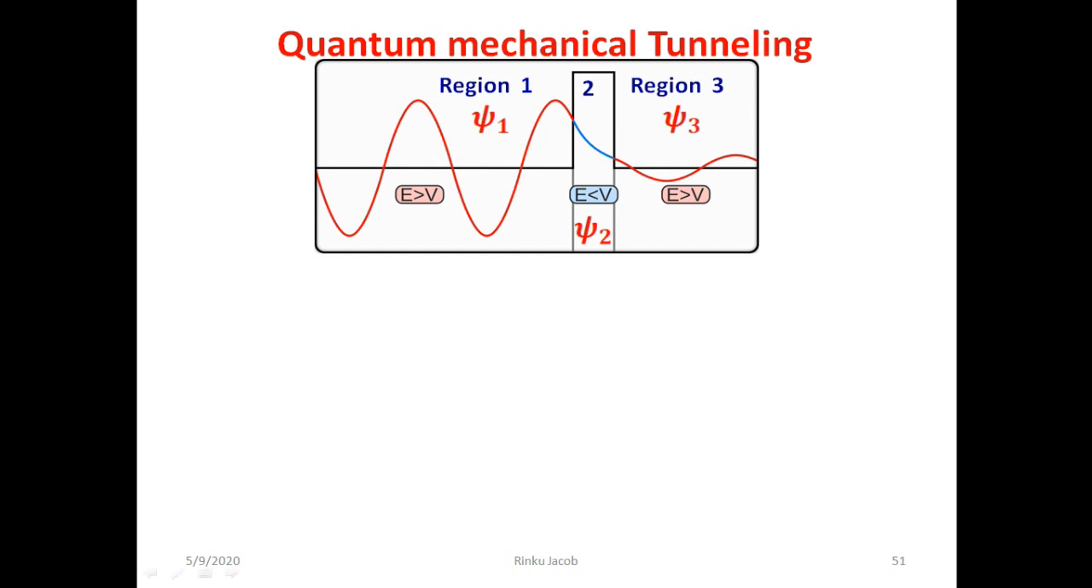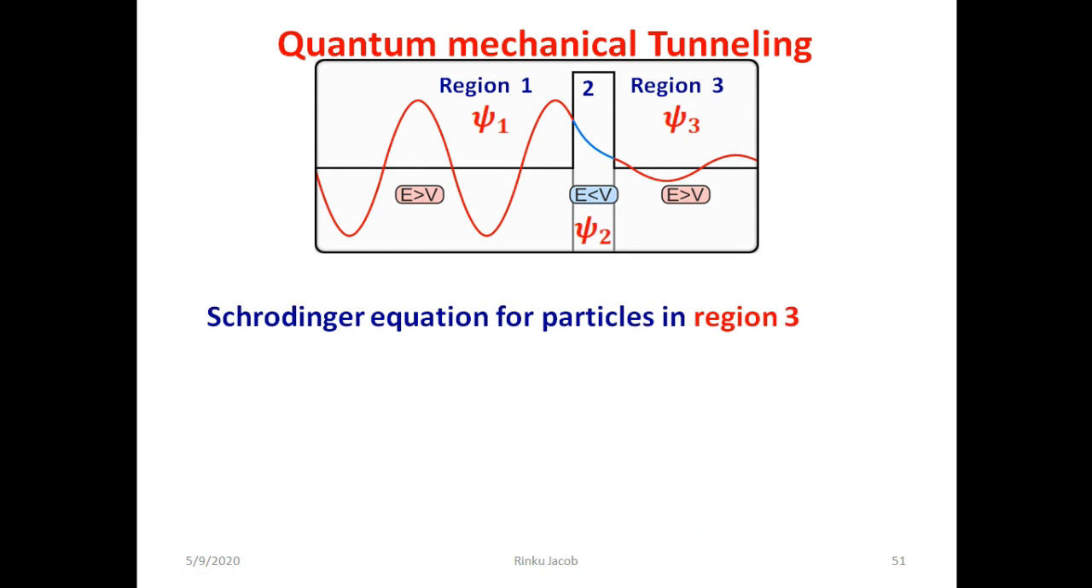And finally, we write the time-independent Schrodinger equation for the particle in region 3, that is for the transmitted particles through the barrier. In this region, as the potential is very small or zero, we take the potential V to be 0 in the Schrodinger time-independent equation. So we write ∂²ψ3/∂x² + (2m/ħ²)Eψ3 = 0. That is equation 3.